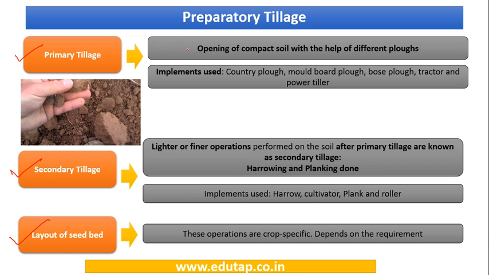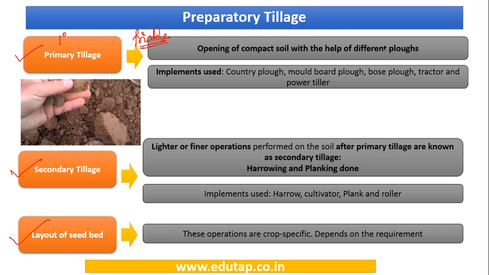Okay, now you need to make that soil loose or friable, so that air passes through it and when you pour water, it is able to retain that water, right? So we need to open up the soil. This particular operation that we perform on it is referred to as primary tillage.